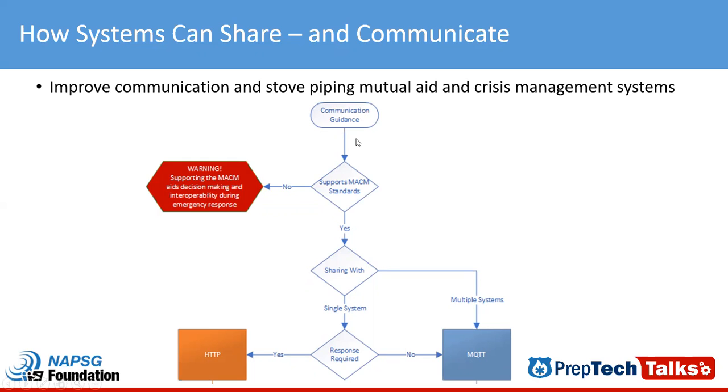So in terms of communication guidance, within the implementation guide, there are some workflows around understanding where you need to get to in terms of your communication methodology. And the real variation here is, if it supports mutual aid and crisis management standards, you keep going and you determine, are you looking to share with a single system or are you looking to share with multiple systems? And that's really the differentiator between looking at the HTTP workflow versus the MQTT workflow.